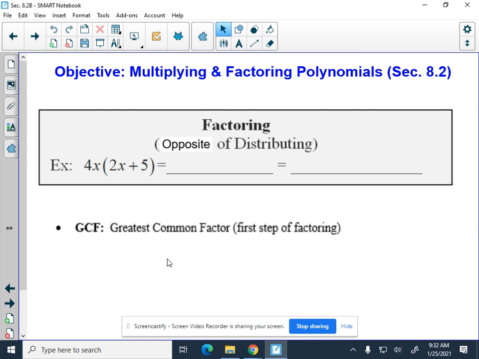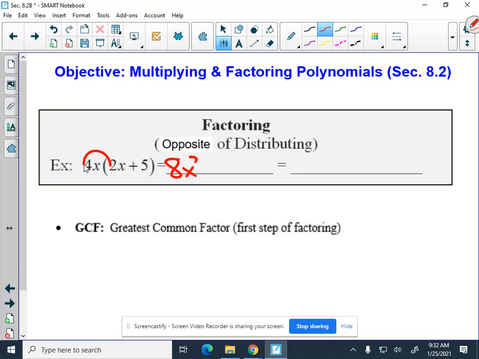Okay, last lesson we learned, or reviewed, distributing. So to distribute, if I were to distribute this, I would take 4x times 2x and get 8x squared. Remember, those x's are both to the first power. 4x times 5 is plus 20x.